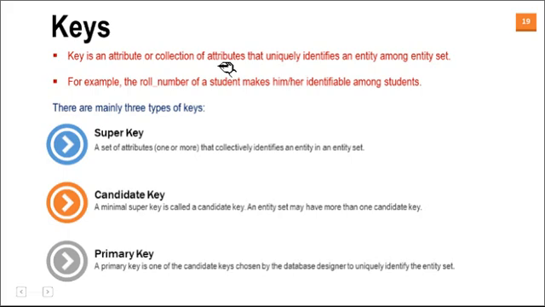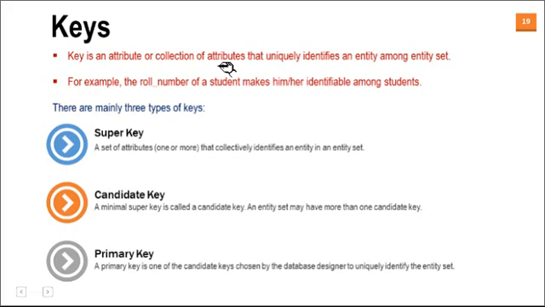What is a super key? A super key is a set of one or more attributes that collectively identify an entity uniquely in an entity set. Next one is the candidate key. A minimal super key is called a candidate key. What does minimal mean? If I can uniquely identify my tuple by one attribute, then I will not use 2. By 2, if I can uniquely identify my tuple, then I will not use 3. This is the reason for the minimal super key.